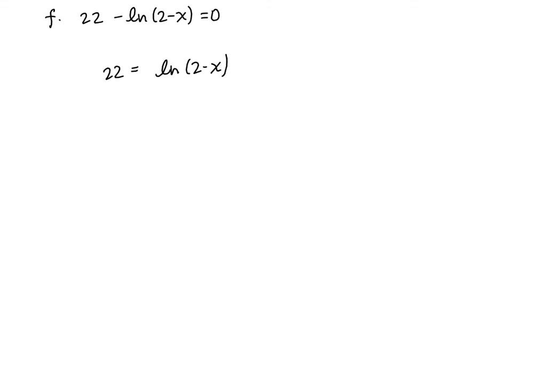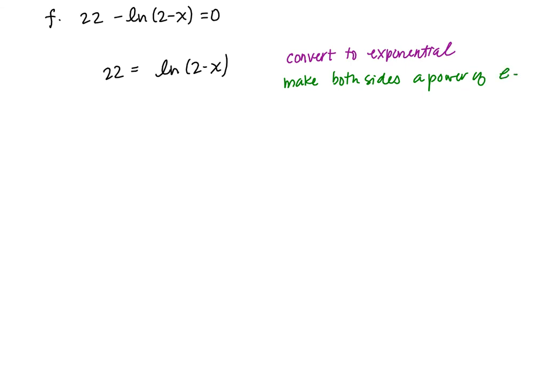Now to get out of the logarithm you have two choices: convert to exponential, or we can raise both sides as a power, make both sides a power of the base of this log, which is e. Either way, the result from this would be e to the 22 equals 2 minus x, either one of those methods. So now we just want to solve for x.